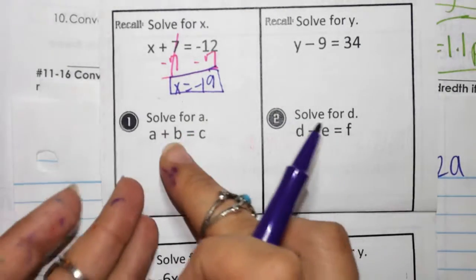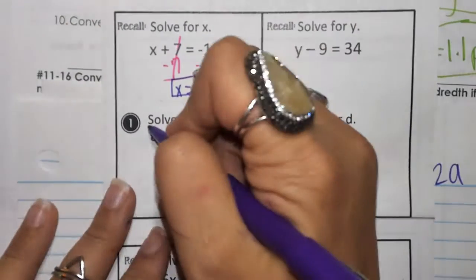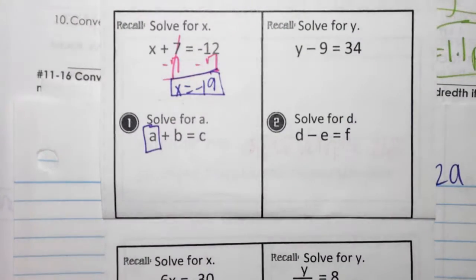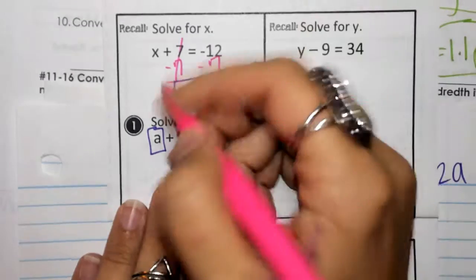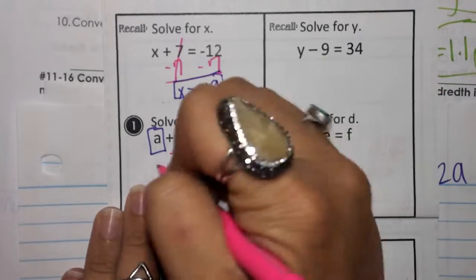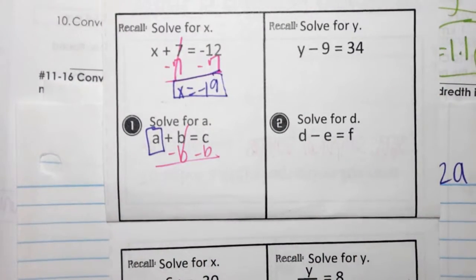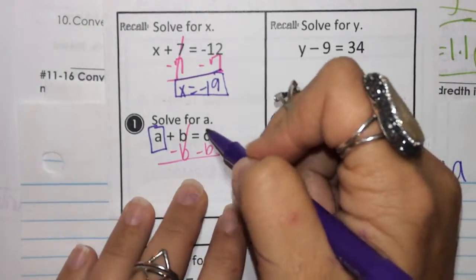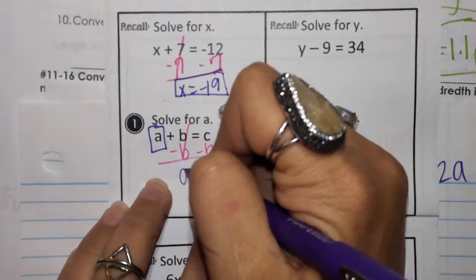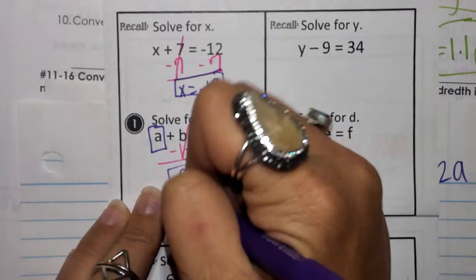So for this one, this time, we're trying to solve for a. What's over there with a? B. And how would we move that b? Subtract b from both sides. Now, can I combine c and b?